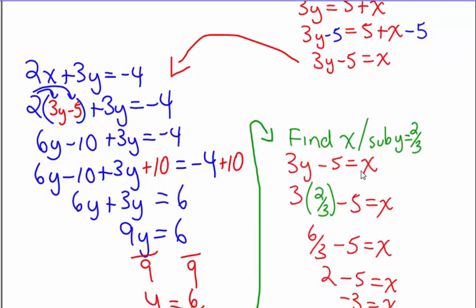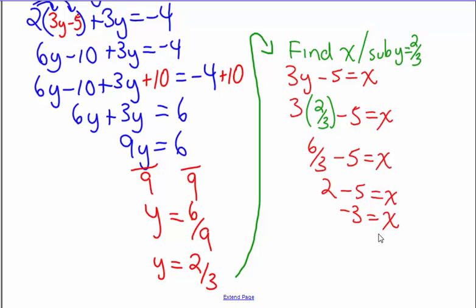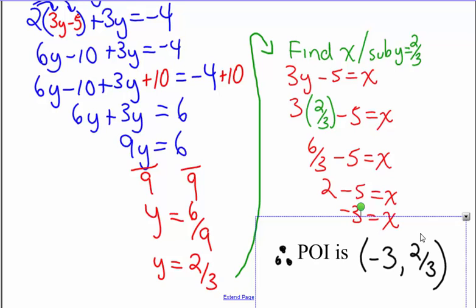So 3y minus 5 is x. We know y to be 2/3. And so when I multiply through, 3 times 2/3 is 2. Multiply the numerators if you need to. 6 divided by 3, which is 2, minus 5. We have an x value of -3. And so our point of intersection is this -3, comma, the 2/3 value for y.